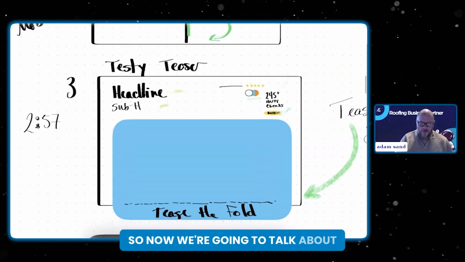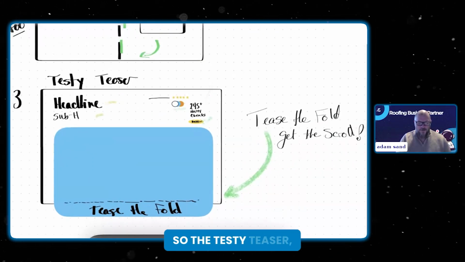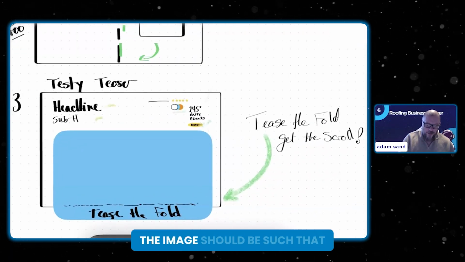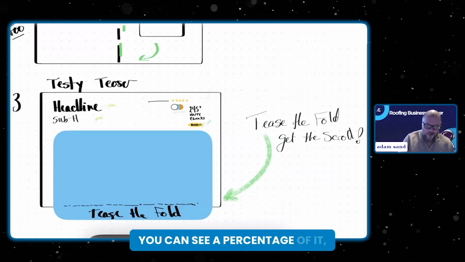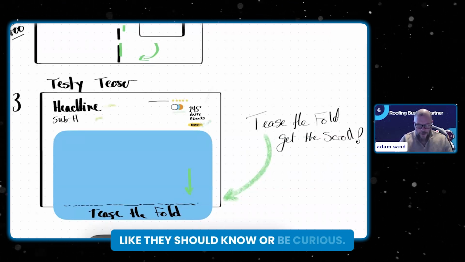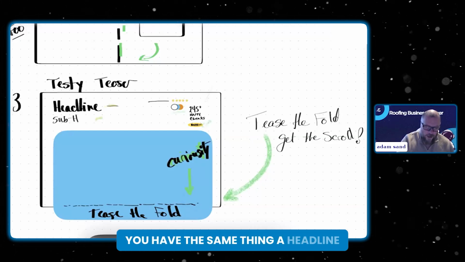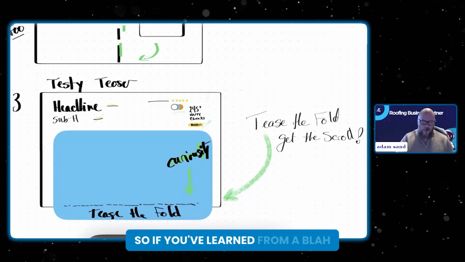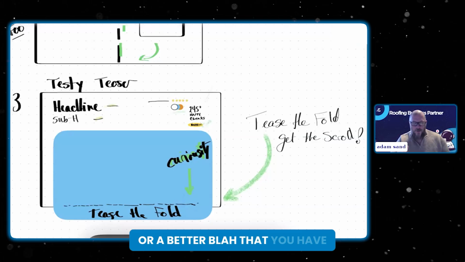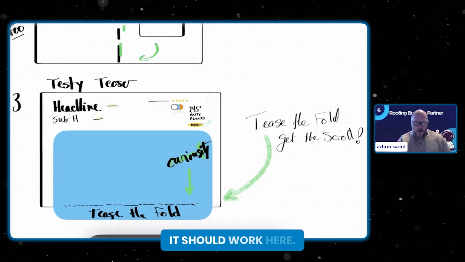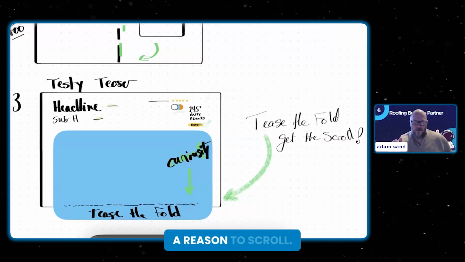So now we're going to talk about the testy teaser. The reason I call it the teaser is because it kind of teases the fold. The image should be such that you can see a percentage of it, so they should know or be curious that something's teased below the fold. You have the same thing, a headline and a subheadline. So if you've learned from a blah or a better blah that you have a headline and a subheadline that works, in theory, it should work here. All you're doing is giving them a reason to scroll.